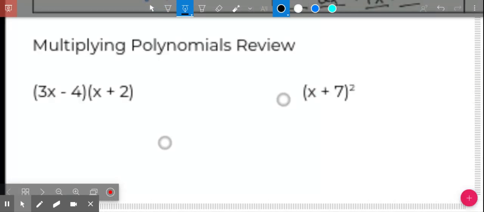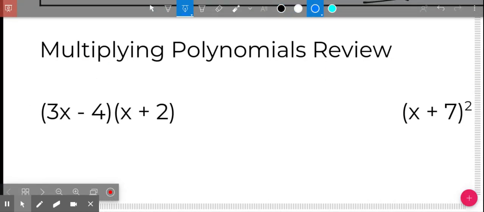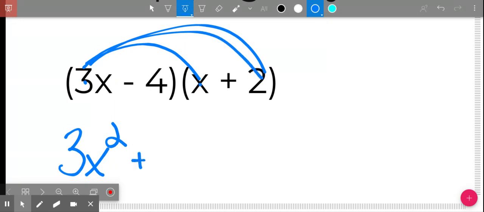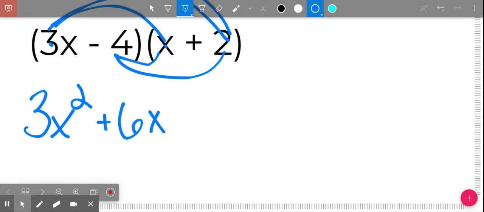If we look at this first one, this is just a review from our last set of notes. This is 2 binomials because I've got 1, 2, and 1, 2. So 2 binomials being multiplied together. Remember, this is where we have to use our extended distribution. We're going to distribute our 3x to everything. So 3x times x gives us 3x squared, and 3 times 2 gives us 6x. Then we're going to distribute to the negative 4. Negative 4 times x gives us negative 4x, and negative 4 times 2 gives us negative 8.